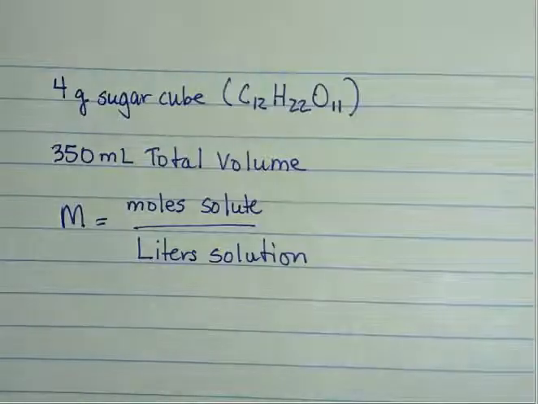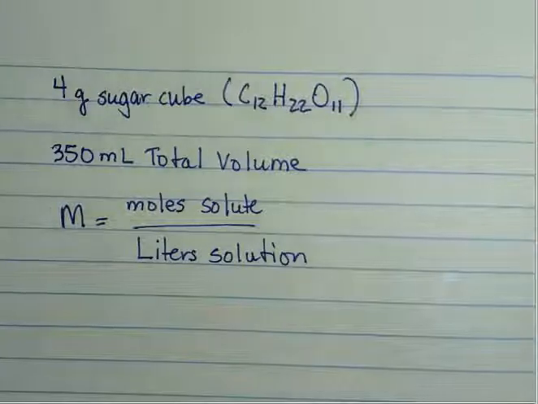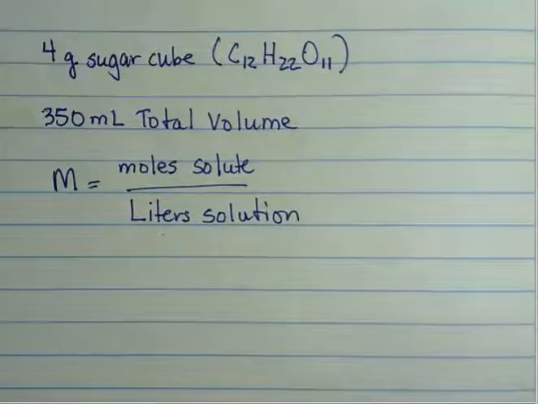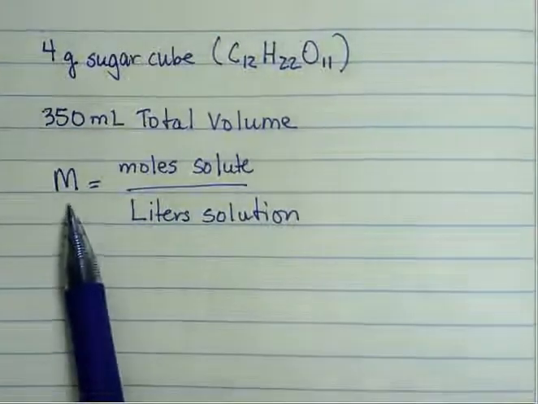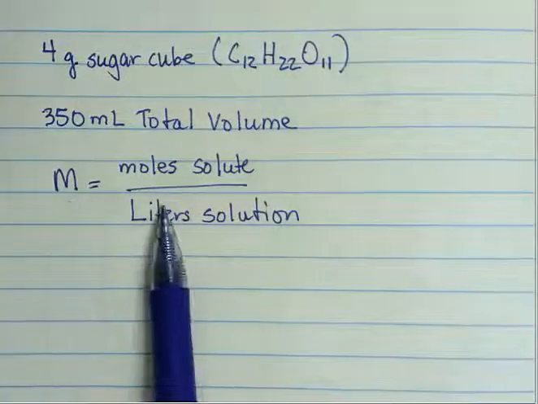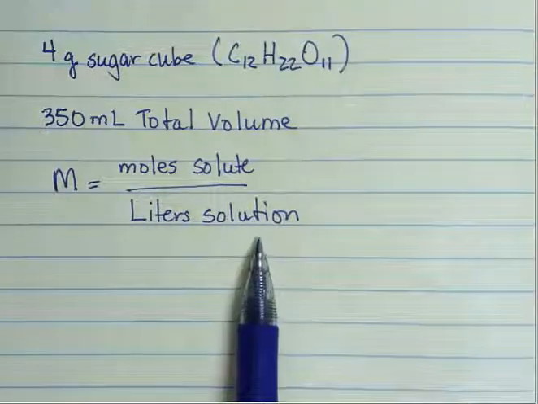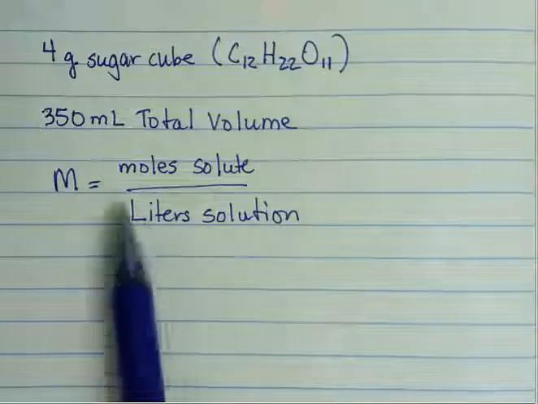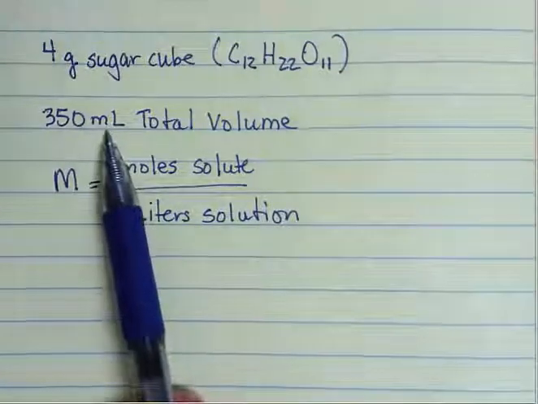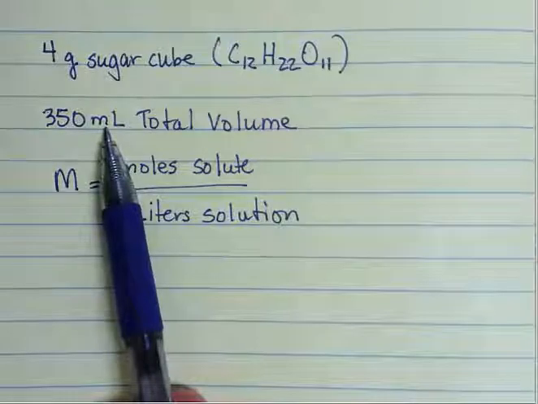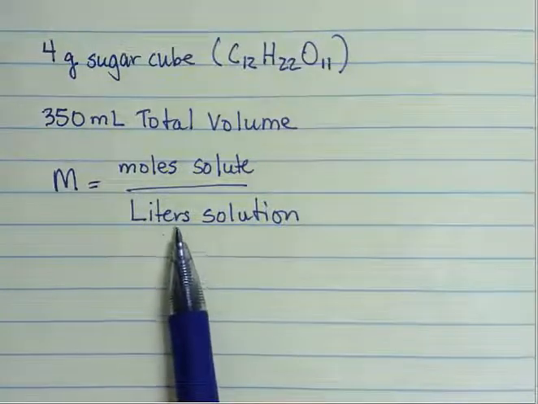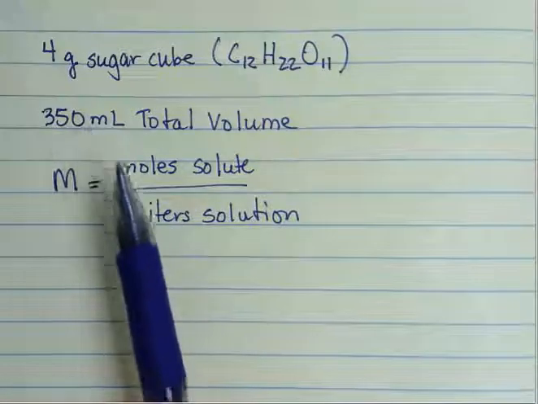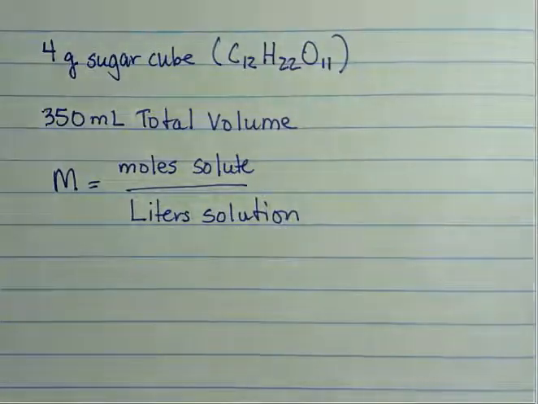Okay, so in our problem, we know we start out with a 4-gram sugar cube, and we have 350 mL total volume, and we know that the molarity is the number of moles of solute over the number of liters of solution. So the first thing that we see is that our volume is not in the correct units. We have our volume right now in milliliters, but the volume for molarity has to be in liters. So we need to do this conversion. We need to get liters as our total volume.